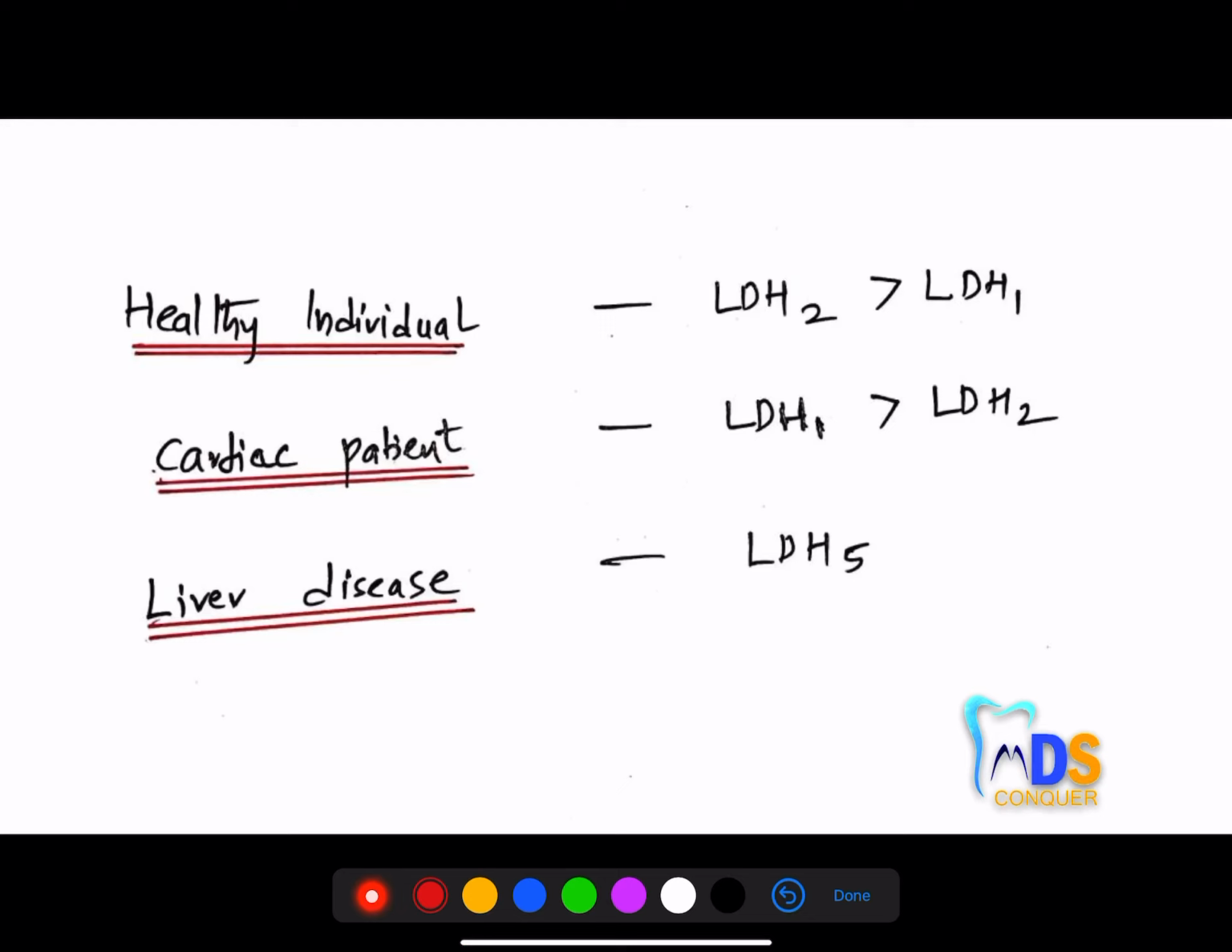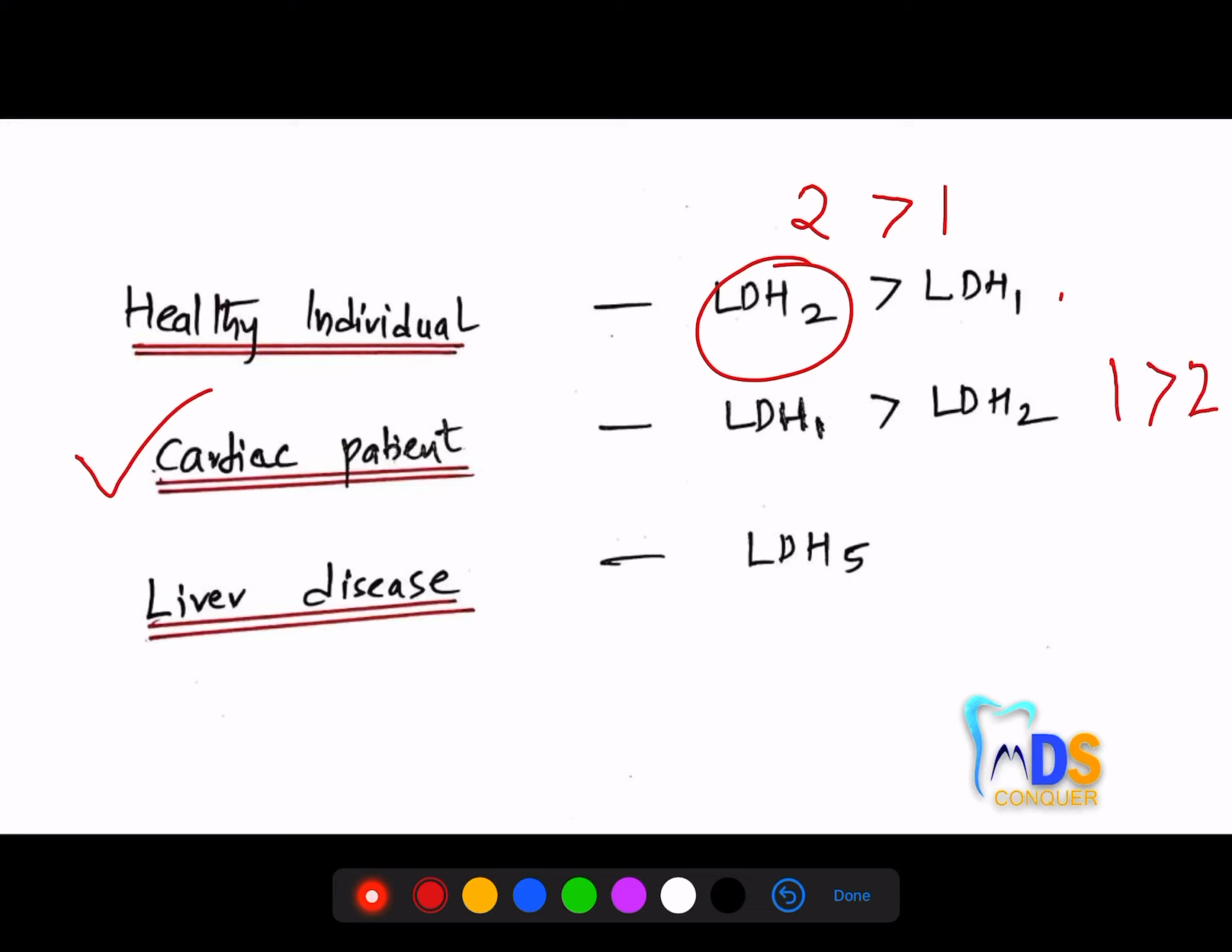In a normal individual, you have more type 2 when compared to type 1. Whenever the patient is having cardiac problems, there will be a drift to type 1. This is called flipping. You have something called the flipping isotope. In the flipping isotope of the heart, you will regularly have type 1 more than type 2.